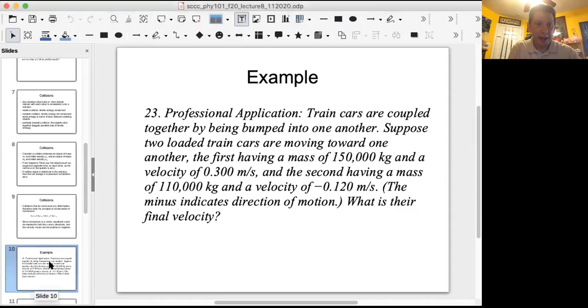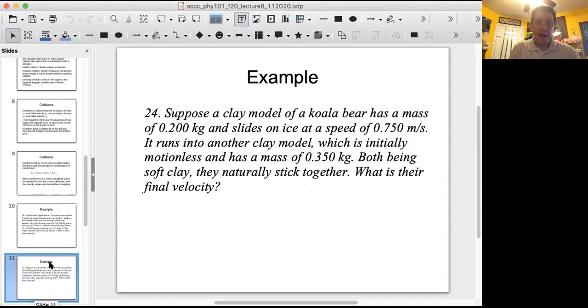So let's get back to the slides. Another example, this is number 24 in the book. Suppose a clay model of a koala bear has a mass of 0.20 kilograms and slides on ice at a speed of 0.50 meters per second. It runs into another clay model, which is initially motionless and has a mass of 0.350 kilograms. Both being soft clay, they naturally stick together. What is their final velocity?